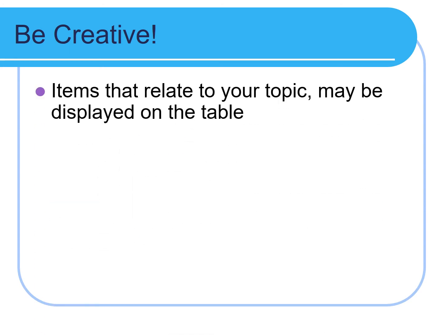We want you to be creative. So as you think about your exhibit, carefully plan out items that relate to your topic that may be displayed on the table. For example, if you're giving an exhibit on different breeds of sheep, you may want to include a stuffed sheep or something that could be put on the table to kind of draw attention to your exhibit. If you're talking about food labels and you're giving information, maybe include a few food boxes on your exhibit.